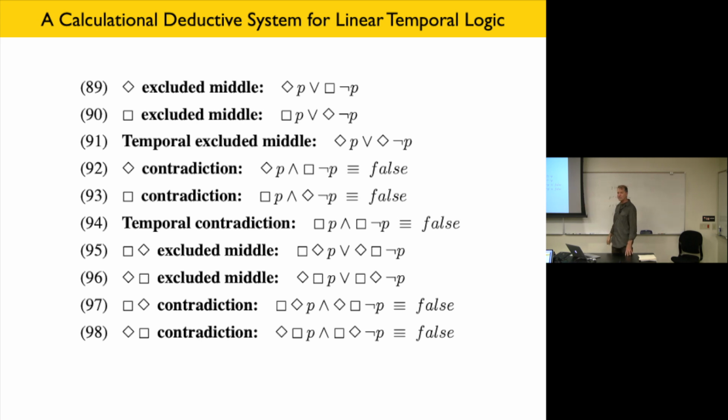What's our contradiction in propositional calculus? P and not P equals false, right? So they can't be both true and false at the same time, right? And so this is saying if you have eventually P and not always P, that's false. Think about that. It all makes sense.